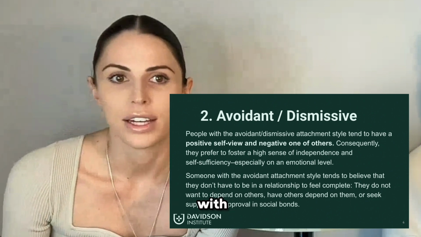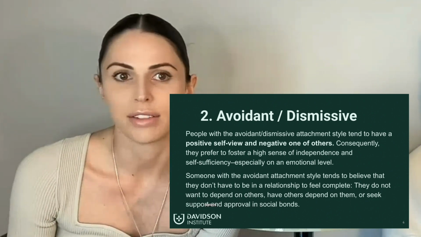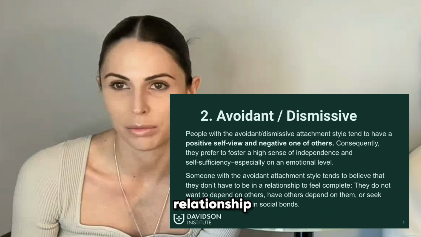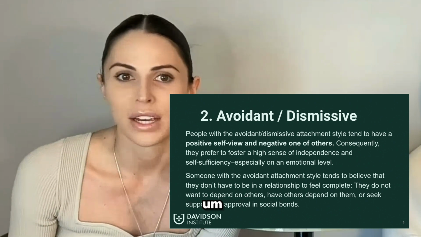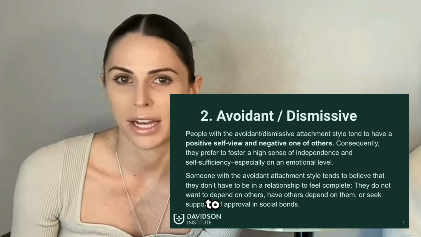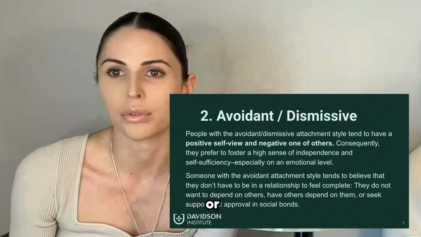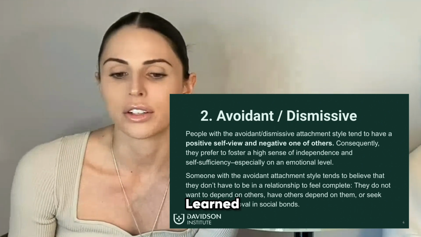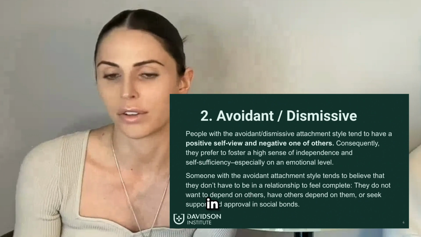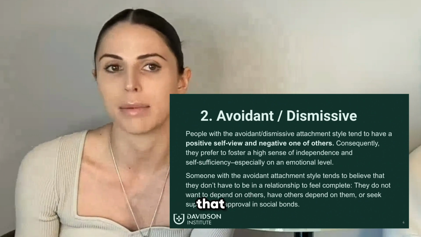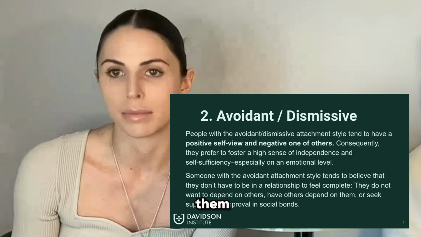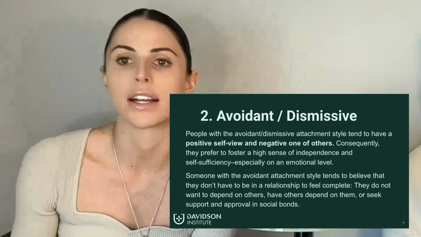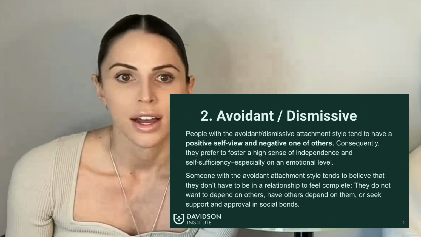Someone with an avoidant attachment style tends to believe that they don't have to be in a relationship with someone to feel complete. They don't want to depend on others. It's too risky to depend on others or seek support or approval. They learned in childhood, in the first formative years, that maybe their needs were not going to be met and they had to meet them themselves. And so they don't trust that other people can meet their needs.